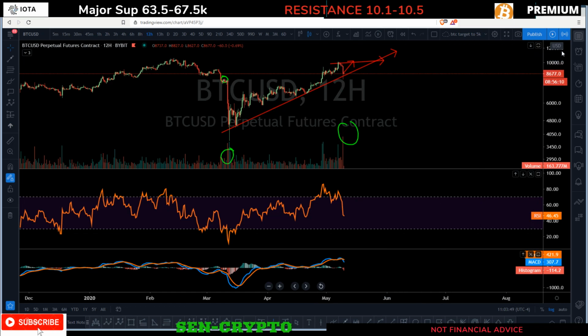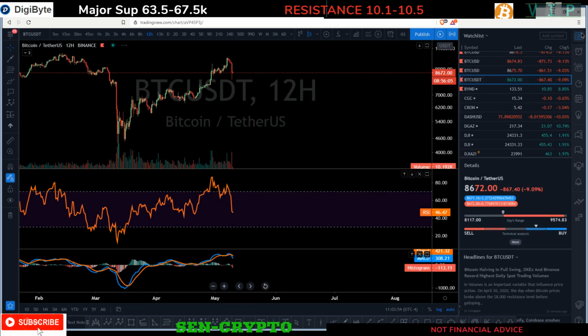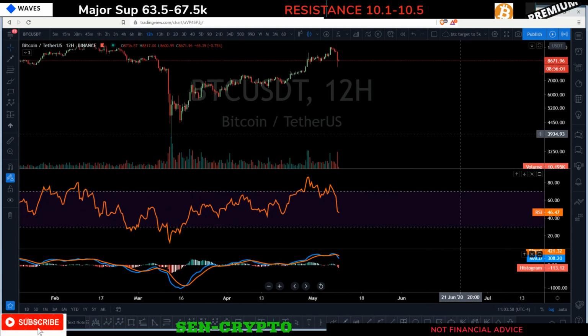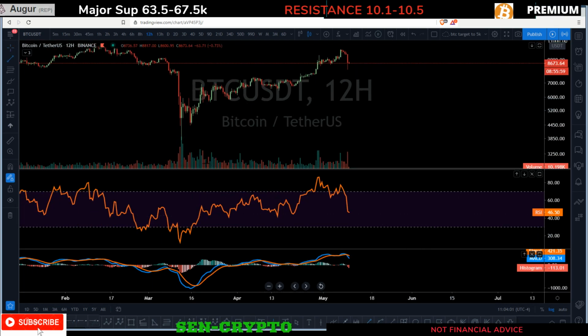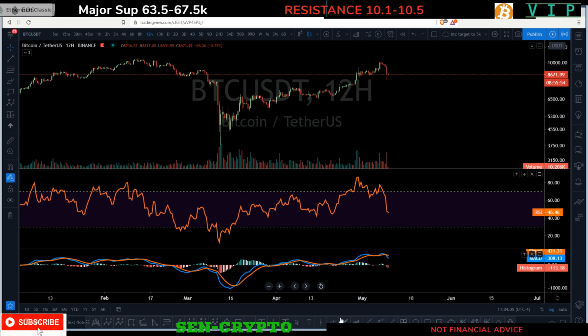Next thing we want to talk about, we're going to go on Binance and take a look at the volume. On Binance, the volume is not that incredible. So we might wait for further sell-off to come from this actual downtrend.